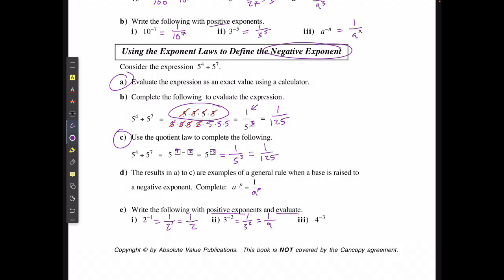Same thing with example 3. It's going to become 1 over 4 to the power of 3, which we should know is the same as 1 over 64.